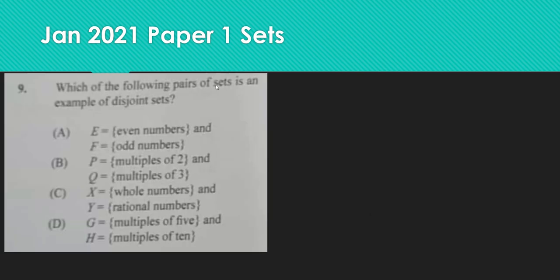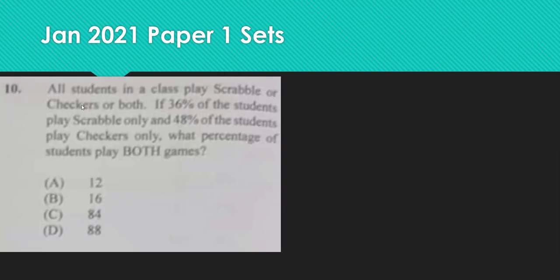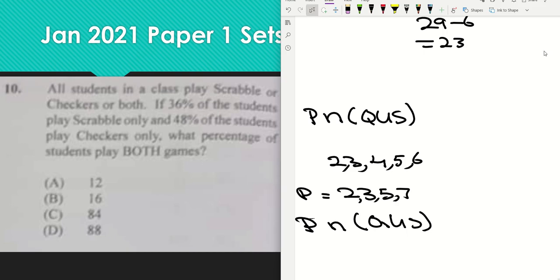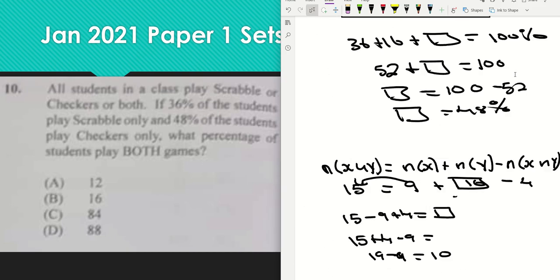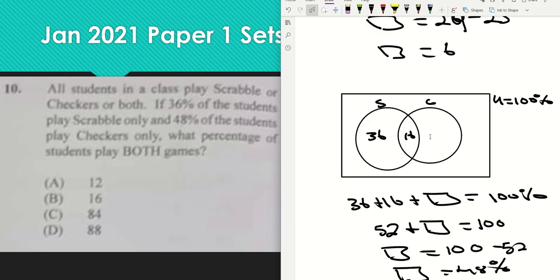Which of the following pair of sets is disjoint? Odd and even. Again, this is quite repeated. This is a question that we did before. All students in the class play Scrabble or checkers or both. If 36 of the students play Scrabble only and 48 of the students play checkers only, what percentage of the students play both? It is 16.